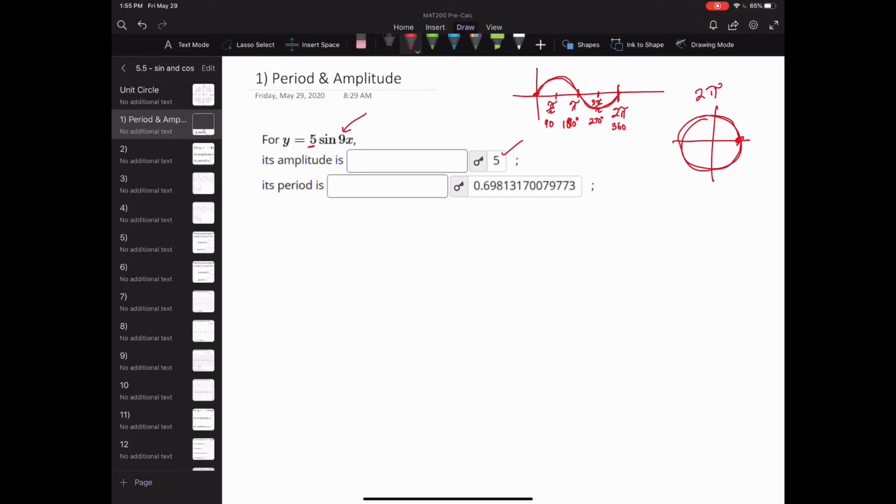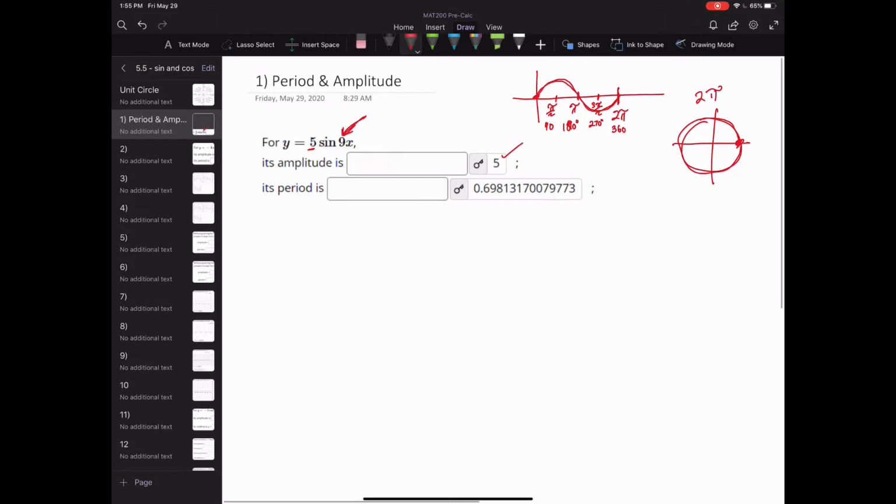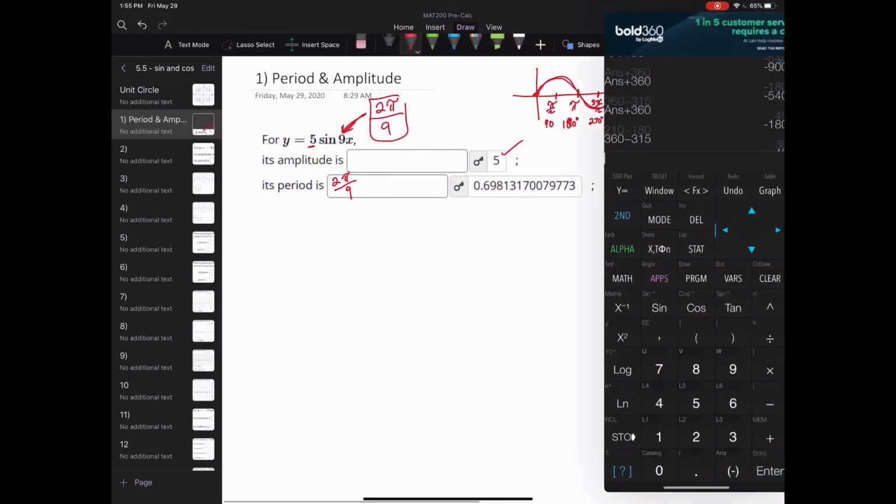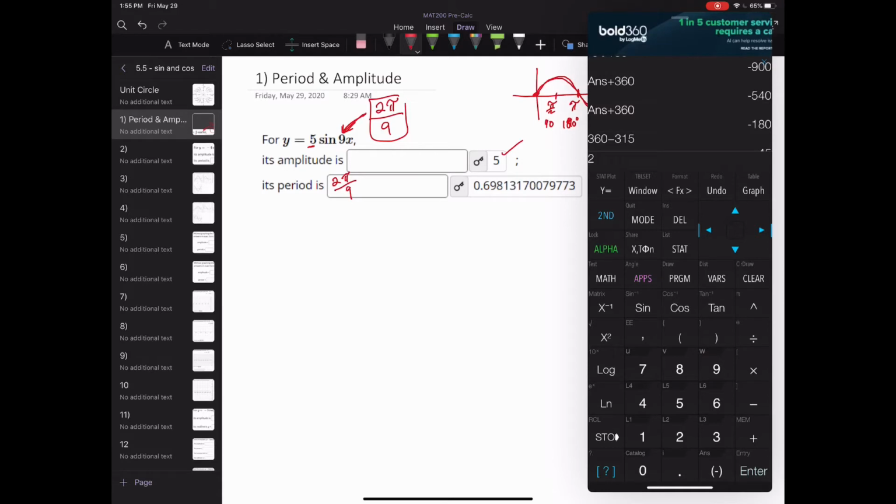Now this number tells you, well, it kind of tells you how many of them fit in there. So the formula is 2 pi, which is the full revolution, and you're dividing it by 9, and that's your answer. The period is 2 pi over 9. And let's type that in, and you'll see 2 pi divided by 9, and you get that number.